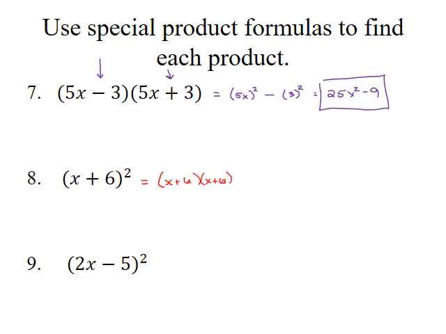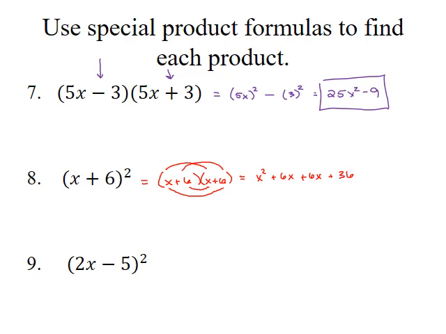I'm going to rewrite this as x plus 6 times x plus 6, and I'm going to do my FOIL technique. So that would be your first. So x times x is x squared. Your outer terms multiplied is going to give you 6x. Your inner terms multiplied are going to give you 6x. And your last terms, the 6 times 6 is 36.